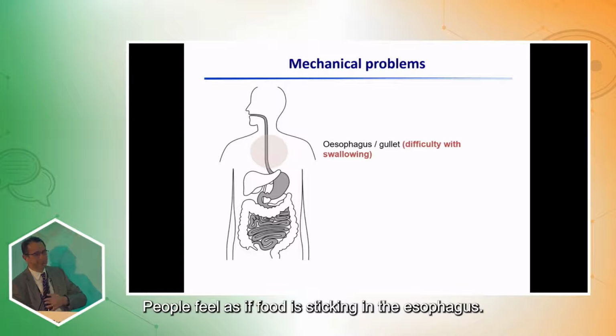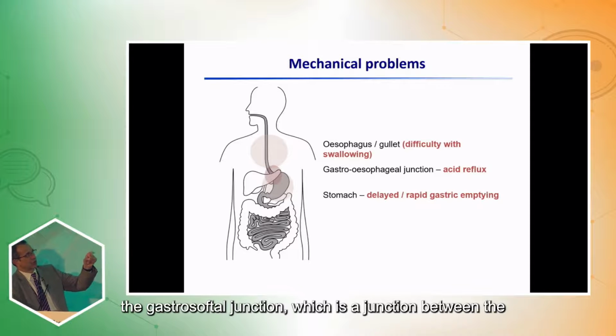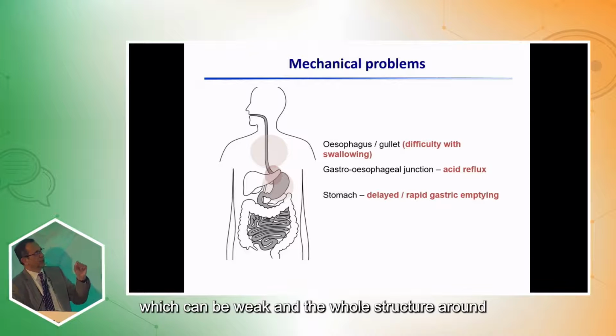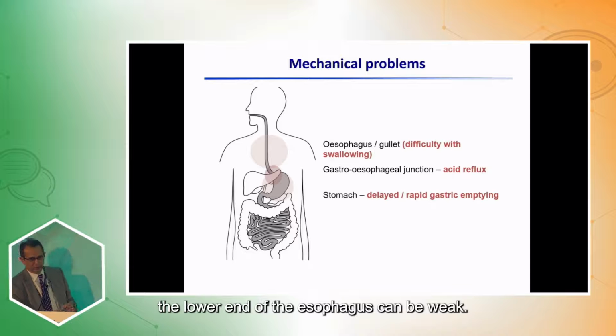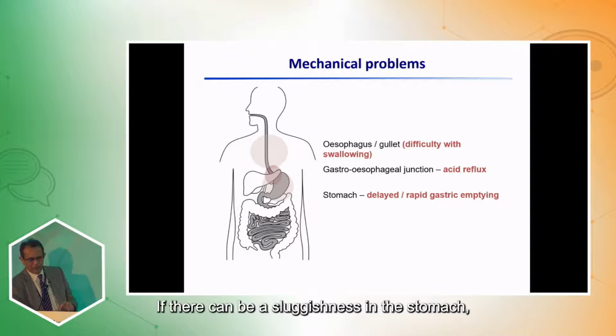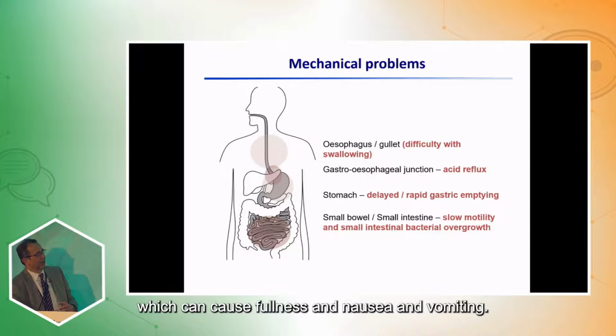People feel as if food is sticking in the esophagus. And you can get problems at the level of the gastroesophageal junction, which is the junction between the stomach and the esophagus, where there is a valve, which can be weak, and the whole structure around the lower end of the esophagus can be weak, so that provokes more acid reflux. There can be a sluggishness in the stomach, which can lead to delayed gastric emptying or gastroparesis, which can cause fullness and nausea and vomiting.